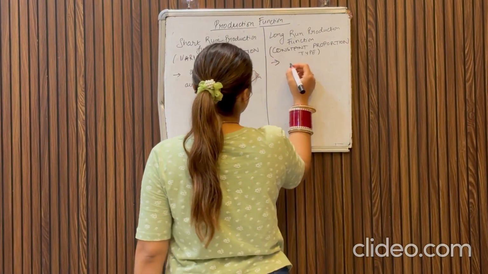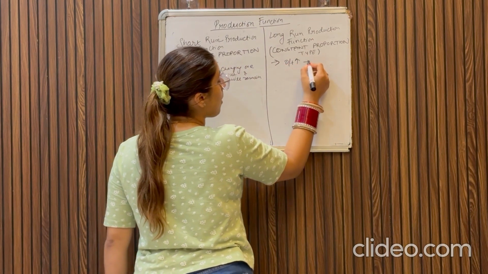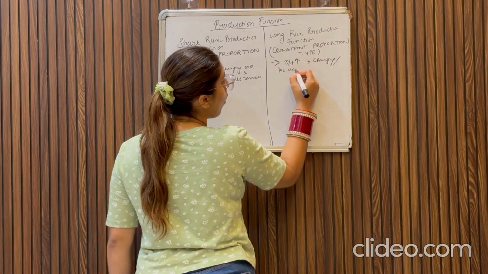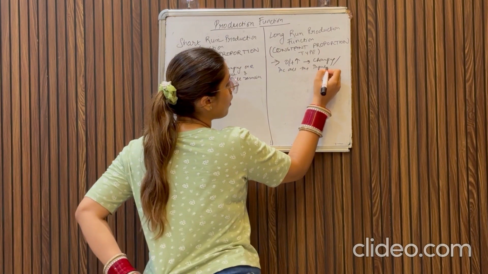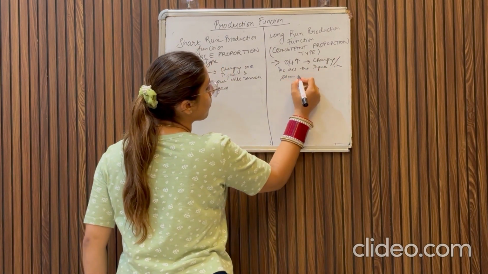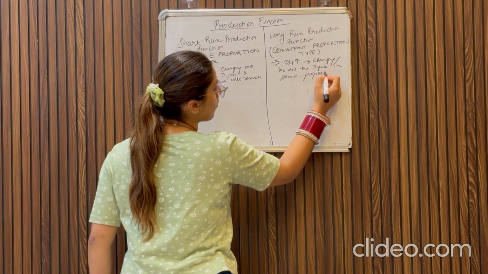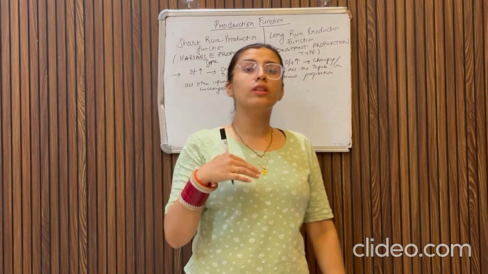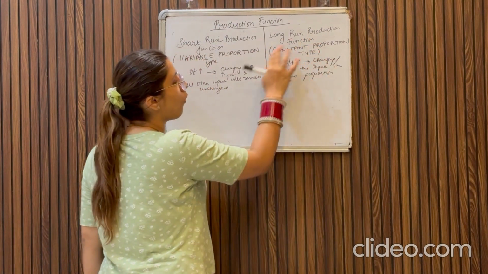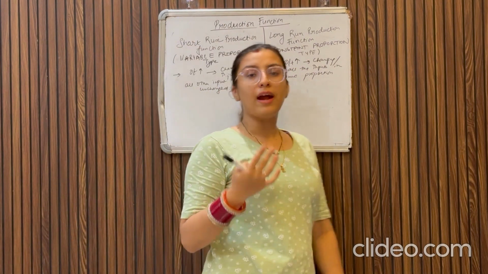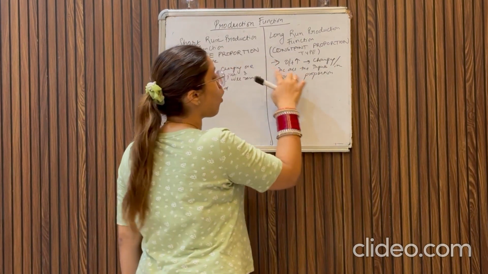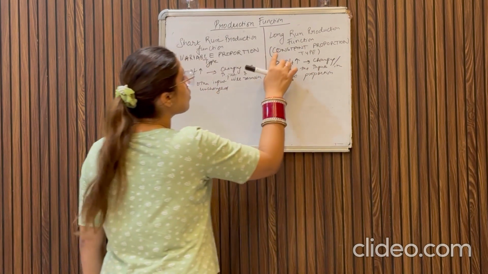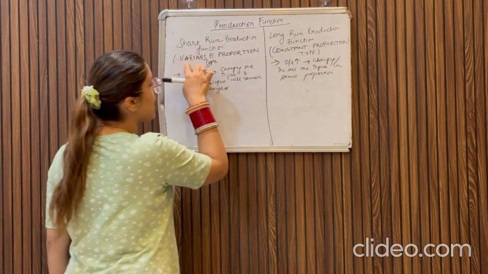While in the long run production function, the output will increase by increasing all the inputs in the same proportion. That is, if we have to increase the output, we have to increase all the inputs, and that too in the same proportion. This is the long run production function, because in the long run we have all our factors as variable factors, so we can increase all the inputs in the same proportion, and then our output will increase. So hence it is the constant proportion type, and this is the variable proportion type.